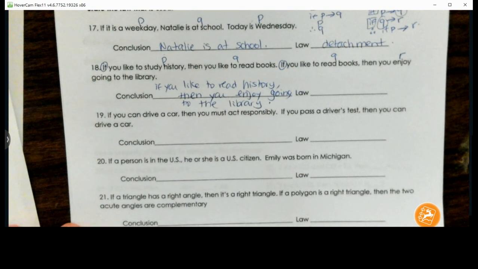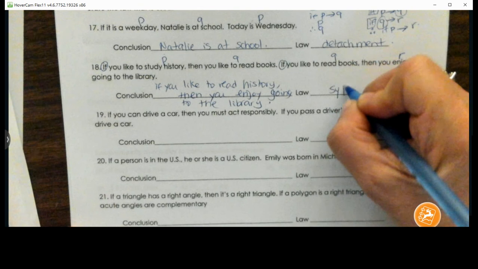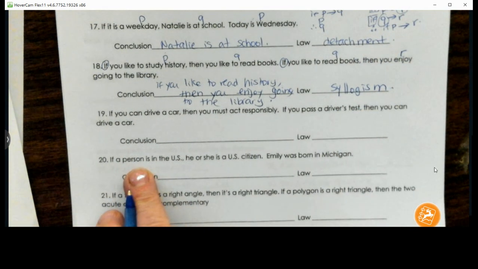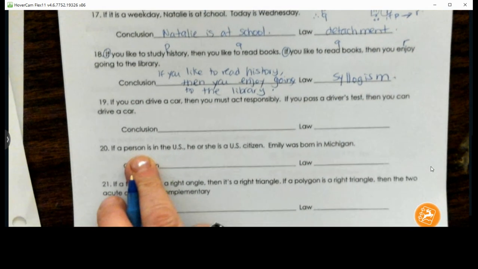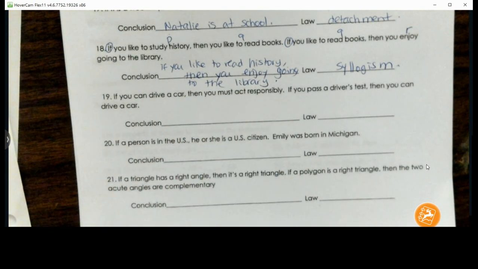Okay, and that is law of syllogism. Okay, number 19, if you can drive a car, then you must act responsibly. If you pass a driver's test, then you can drive a car.